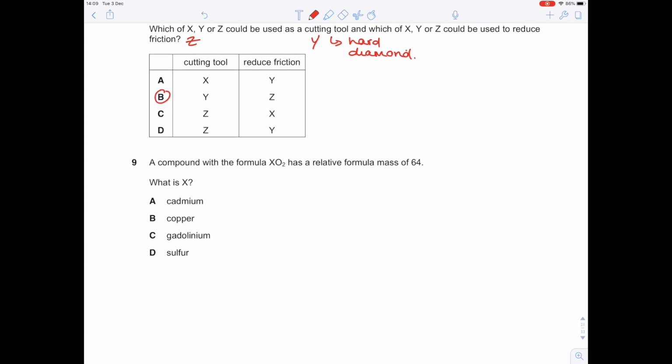A compound with the formula XO2 has a relative formula mass of 64. What is X? Well, let's check the atomic mass of oxygen on the periodic table. It's 16. We know we need to multiply it by 2, so that's 32. Work out the difference between 64 and 32. Well, that's 32. Have a look in a periodic table. Find out which element has an atomic mass of 32, and you'll see that that is sulfur.